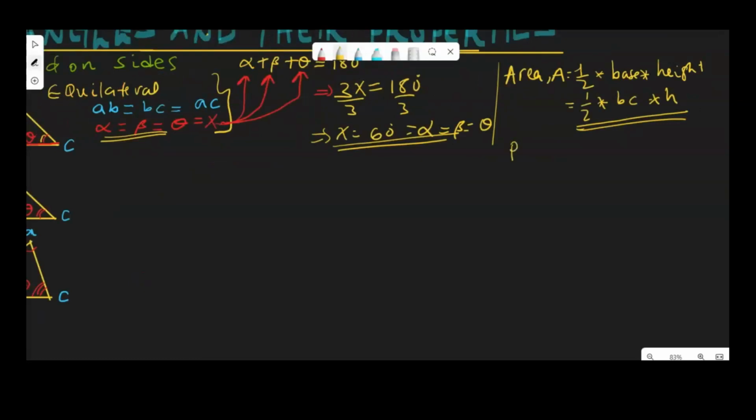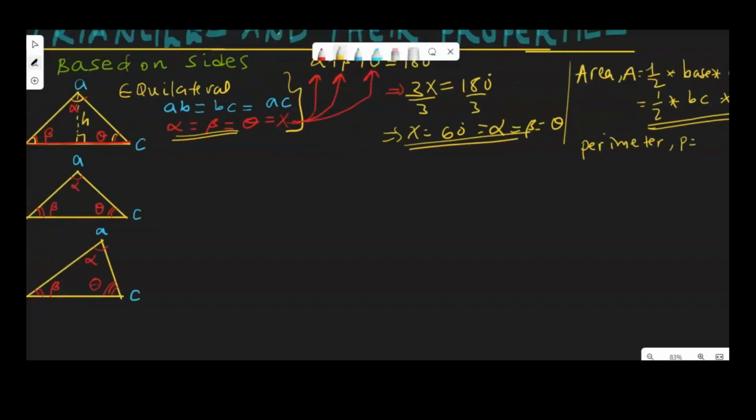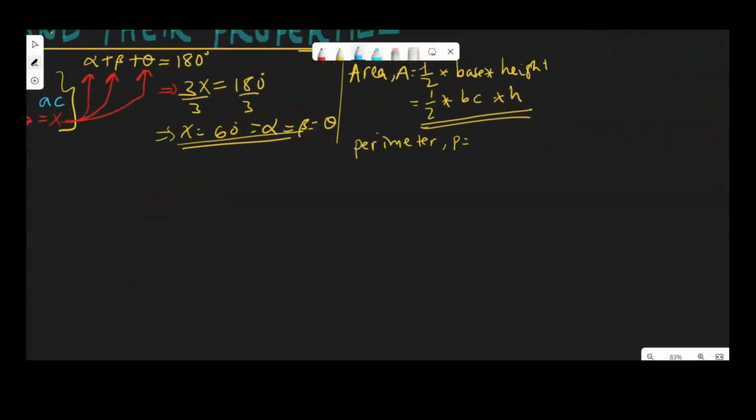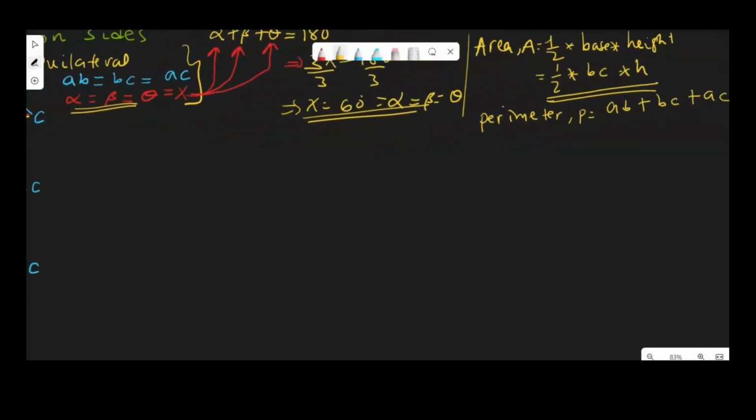What about the perimeter? Perimeter P is equal to the summation of all sides of a triangle. That means side AB plus side BC plus side AC. This is the perimeter of an equilateral triangle.